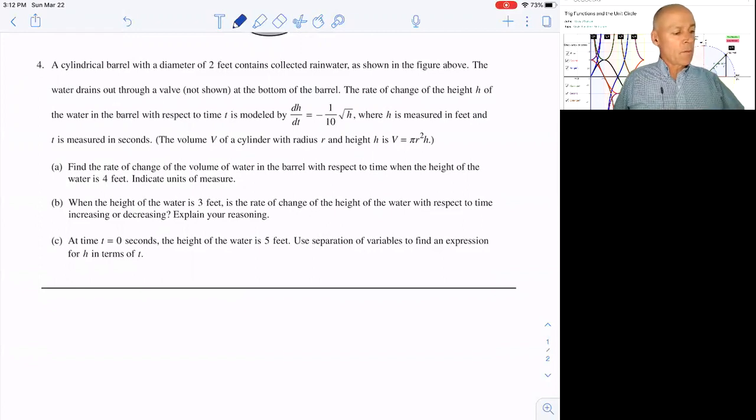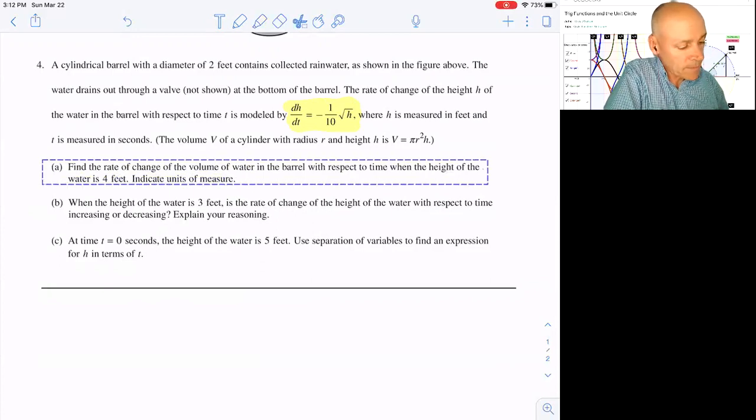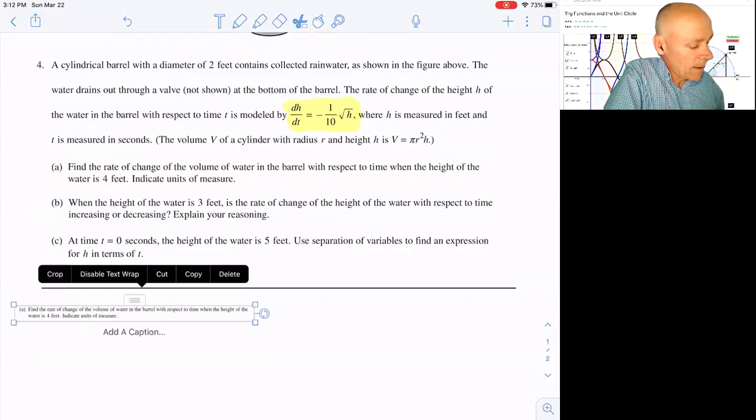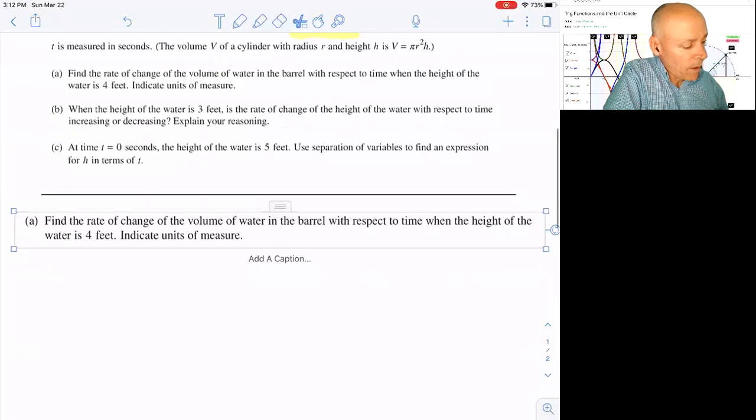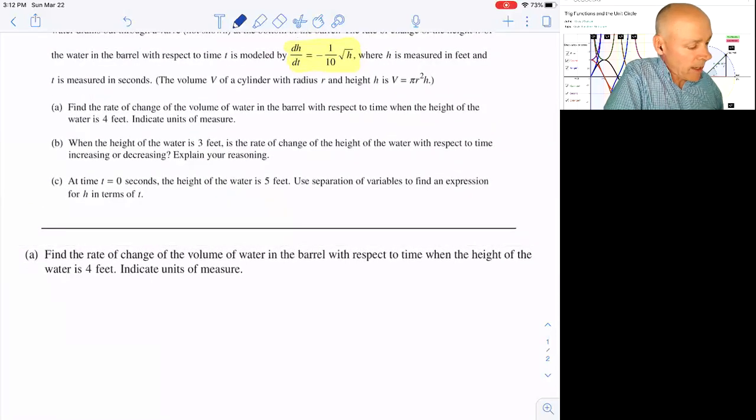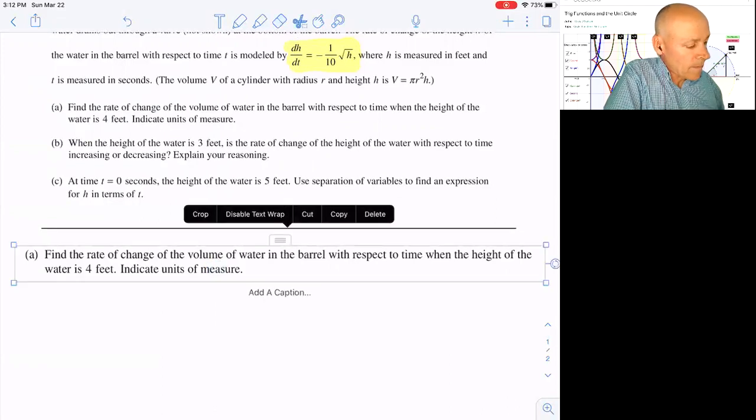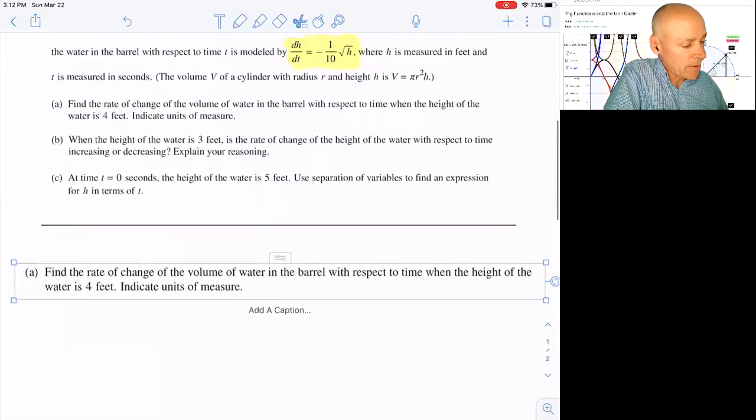All right, so as we dive in, we're given a differential equation, dh/dt equals negative 1/10 square root of h. And they're going to ask us, part A, find the rate of change of the volume of water in the barrel with respect to time when the height of the water is 4 feet, indicate units of measure. One thing we might do, as much as we can, is convert the words into calculus notation.